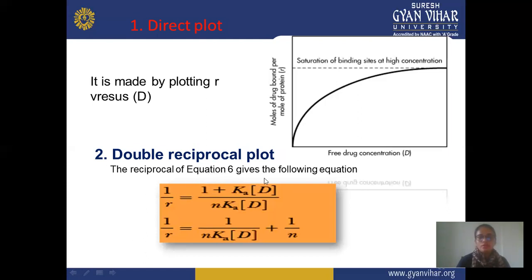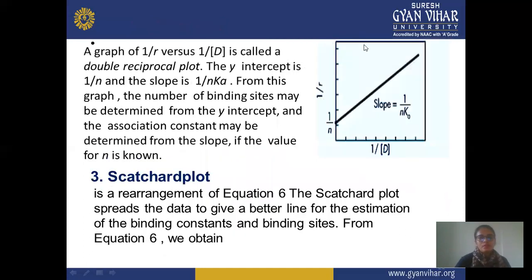In the double reciprocal plot, we plot with the help of the last equation, equation number 6. 1 divided by r is equal to 1 plus Ka into D divided by N Ka into D. That is, 1/r is equal to 1 divided by N Ka D, plus 1 divided by N. With the help of this equation, you can draw the double reciprocal plot. It is a graph of 1 divided by r versus 1 divided by D, and this is known as the double reciprocal plot.